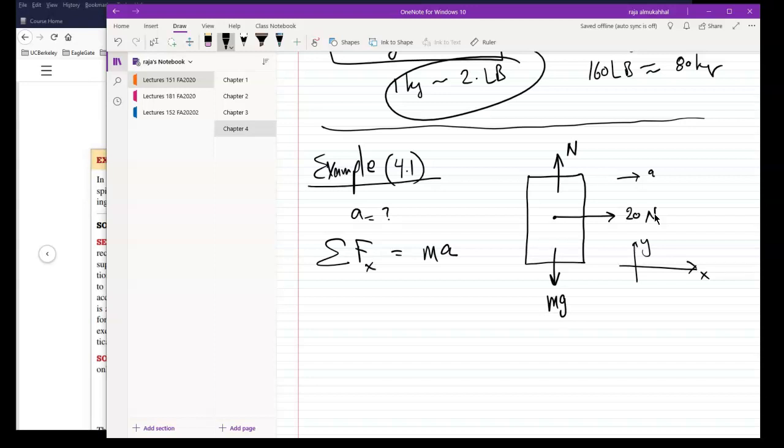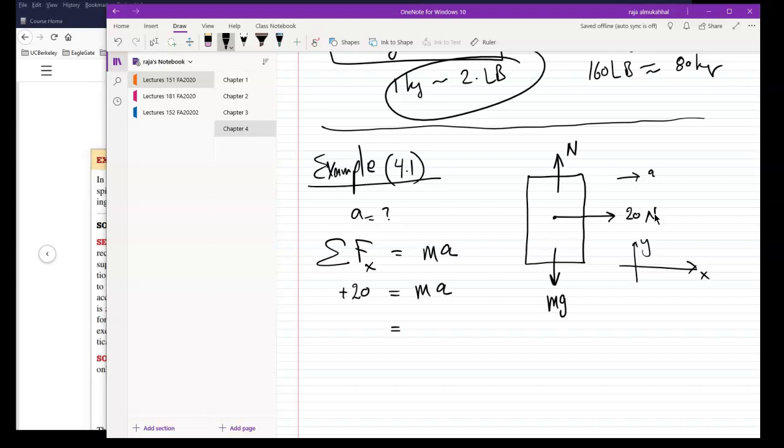How many forces do I have in the x direction? I only have one. And in what direction is it? To the right, which makes it positive. So the sigma F here, the sum of the forces, I only got one, and it's to the right. So I'll put that plus sign, which means to the right, equals ma.